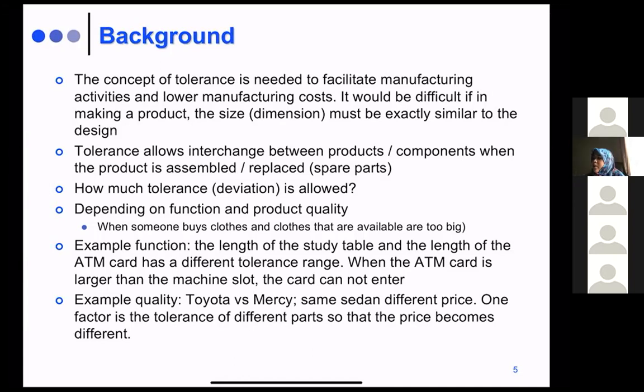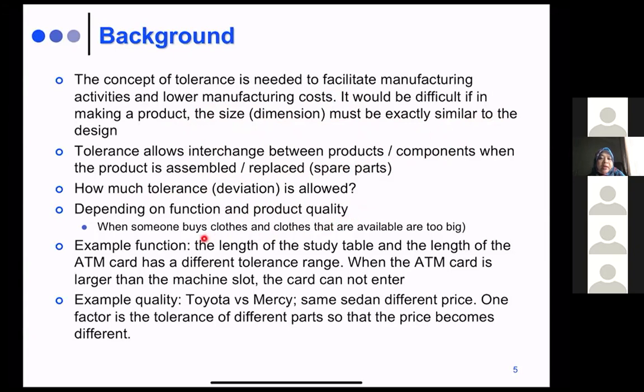Okay, let's continue. The concept of tolerance is needed to facilitate manufacturing activities and also lower manufacturing costs. It would be very difficult if, when we're making a product, the size or dimension had to be exactly the same as the design. The tolerance allows interchange between products and components when the product is assembled or replaced. The tolerance allowed depends on the function and quality.